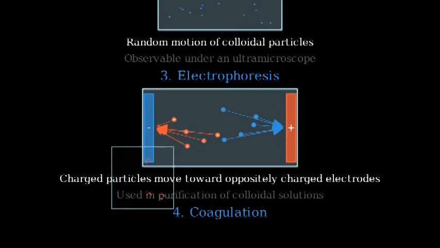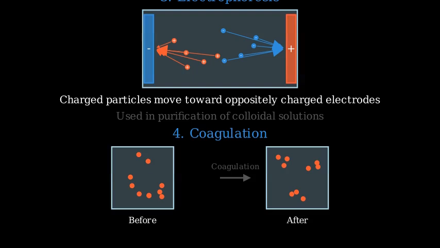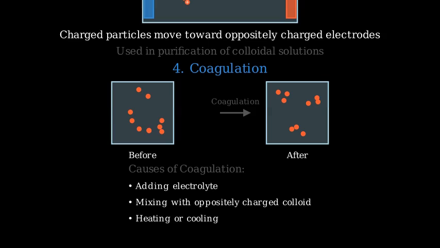4. Coagulation. This is the process where colloidal particles come together to form larger particles, causing the colloidal properties to disappear. Coagulation can be triggered by adding an electrolyte, mixing with an oppositely charged colloid, or by heating or cooling.